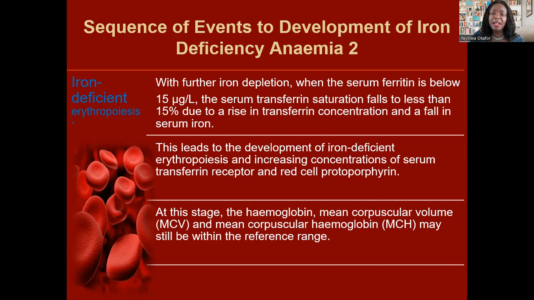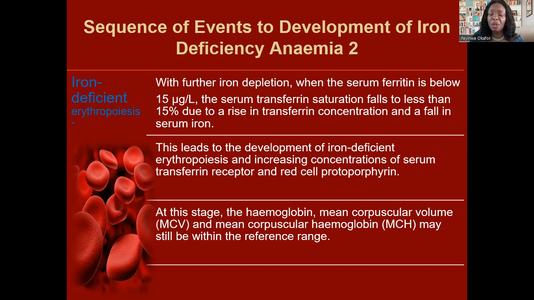At this level of iron deficient erythropoiesis, the hemoglobin, the mean corpuscular volume, the mean corpuscular hemoglobin may still be within normal range. When you estimate these other parameters, hemoglobin, MCV, MCH, MCHC, they may still be within normal range. Even the serum iron may still be a little bit within the normal range at this stage, but the serum ferritin has reduced below normal.